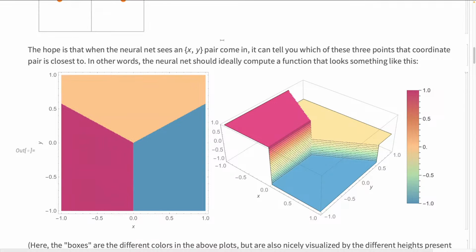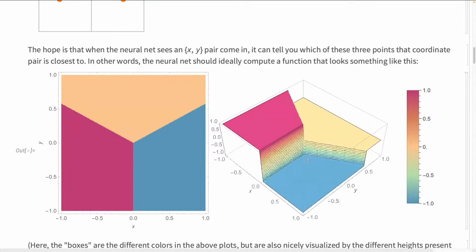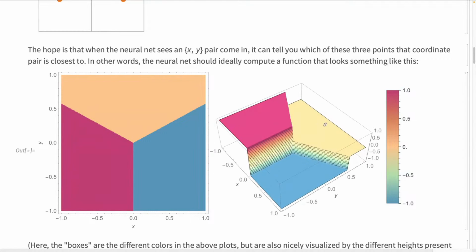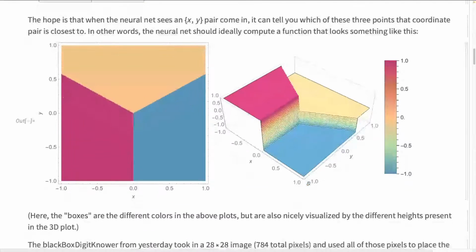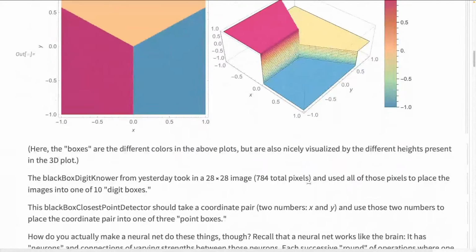We want the neural network, in other words, to compute a function that looks like this. So it's got 3 different boxes you can think of these things as. This is one box up here, this is another box over here, and this is another box over here. If you exist anywhere in here, we want 1 to be the output. If you exist anywhere here, we want 0 to be the output. And if you exist anywhere here, we want -1 to be the output.